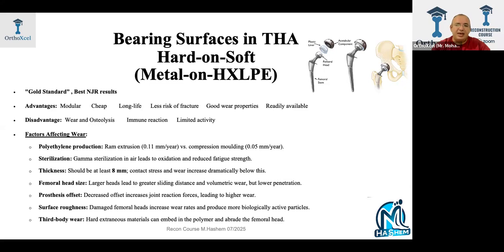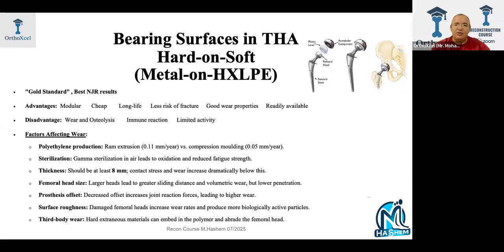Same idea as Charnley: if you're using a small thickness for a large head, you're jeopardizing the longevity on behalf of the stability. But the cutoff is 8 mm. Don't use a thickness less than 8 mm, because this will end by early failure of the total hip, though it gives you a bigger head, more stability, and much better range of motion. Definitely, femoral head size: large head equals small plastic equals high wear, and the other way around.